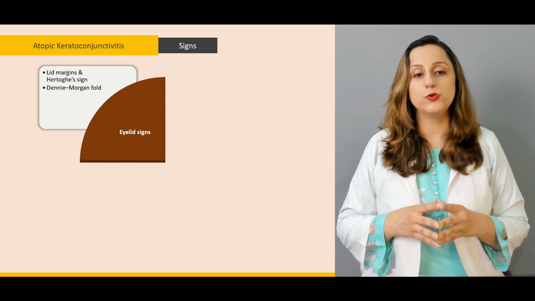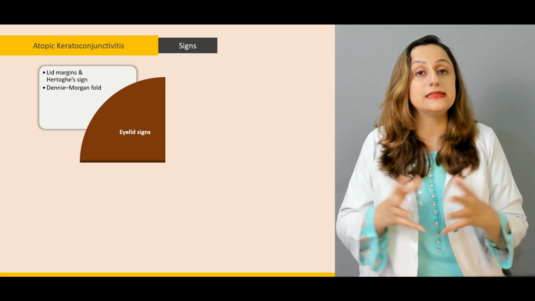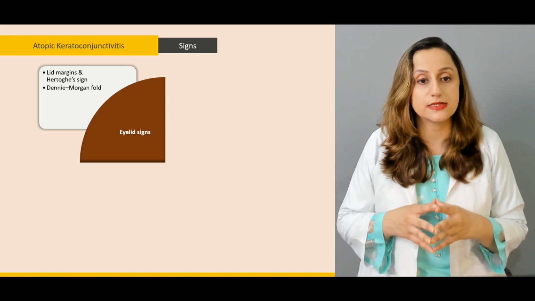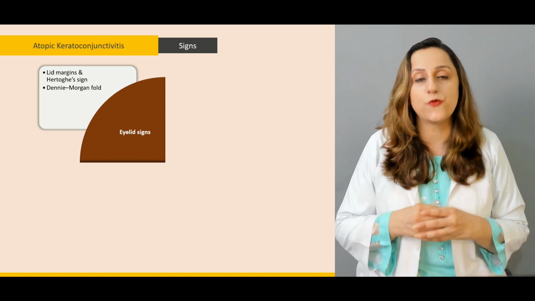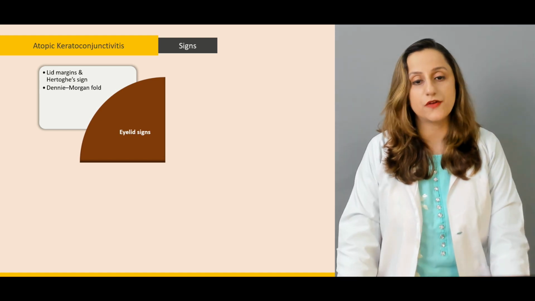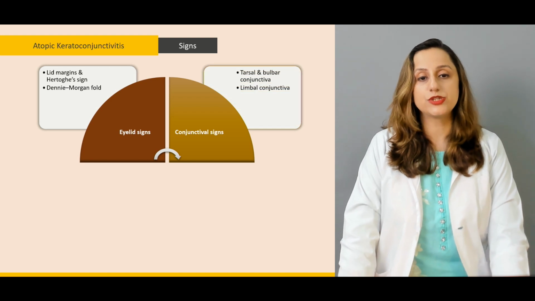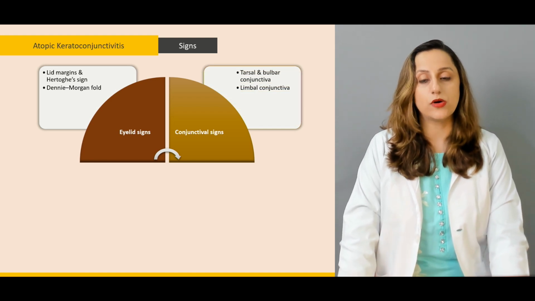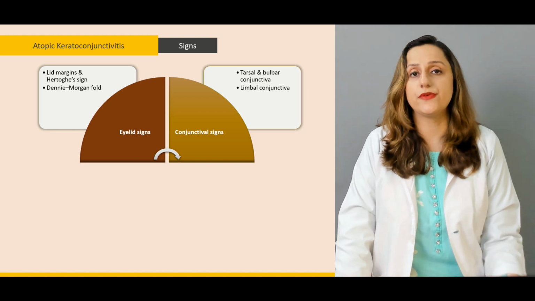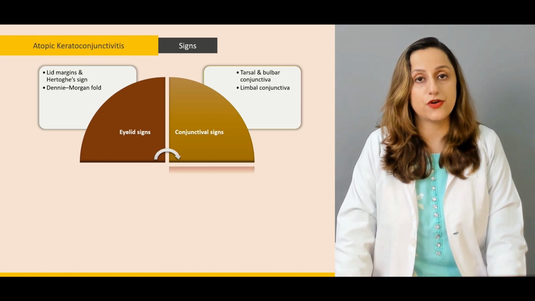That would basically include the lid margins and the Hertoghe's sign. Hertoghe's sign is basically the lid inflammation that occurs in this particular case of atopic conjunctivitis. Then we have the Dennie-Morgan folds, and these are the particular folds that are present on the palpebral part of the conjunctiva. The conjunctival signs would include the tarsal or the bulbar conjunctiva, as well as the inflammatory reactions, the papillary reactions that occur at the limbal part of the conjunctiva.